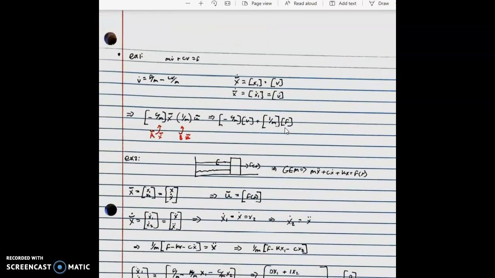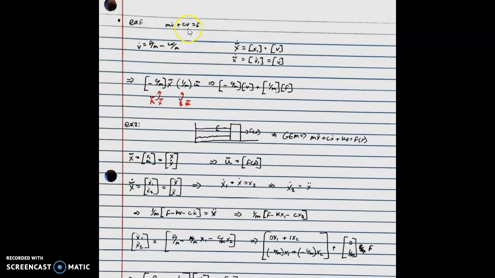And then as we look at our GEM example, it will eventually turn into this, where it's negative c over m, x tilde, 1 over m, u tilde, which then simplifies down to this.